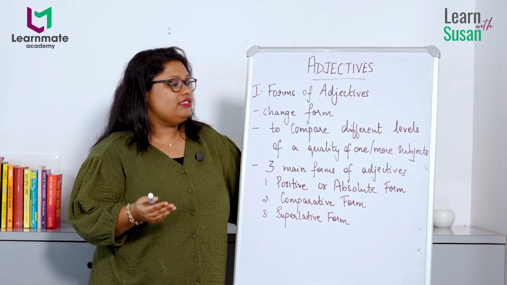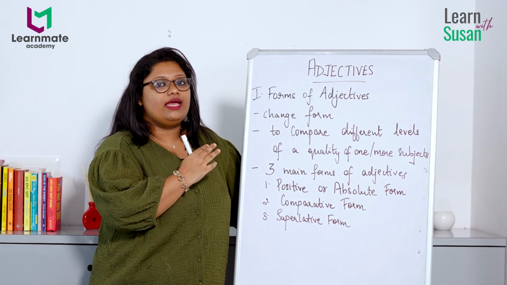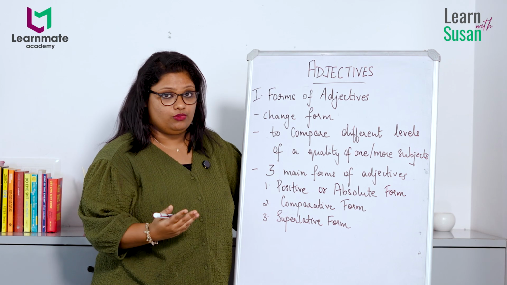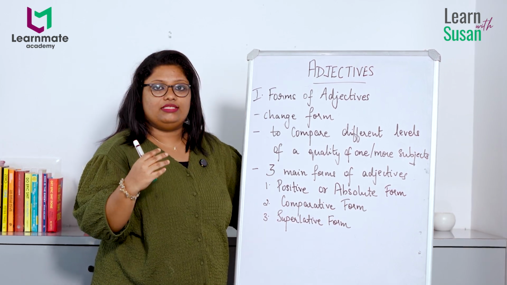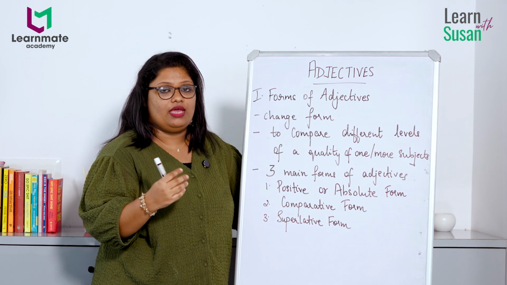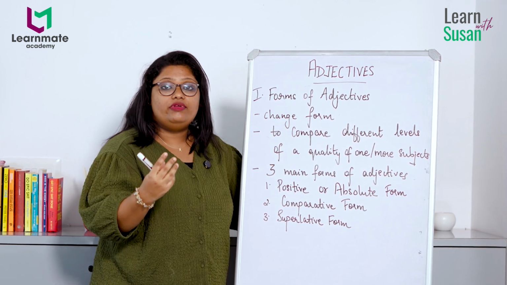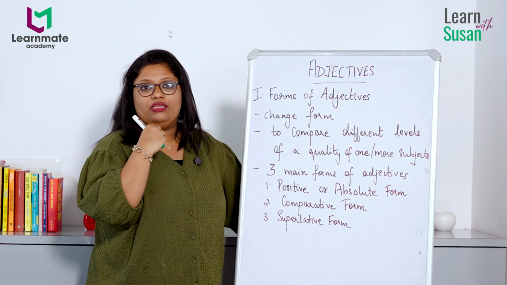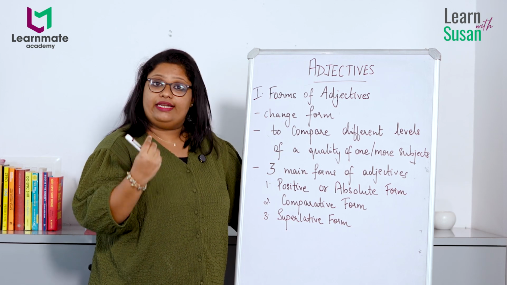Now the next aspect that is very important when we look at adjectives is the different forms of adjectives that we can use. We use them because if in a sentence there are one or more subjects and we need to compare and contrast the different levels of the adjective that is used, we need to use different forms in order to make the idea clearer.